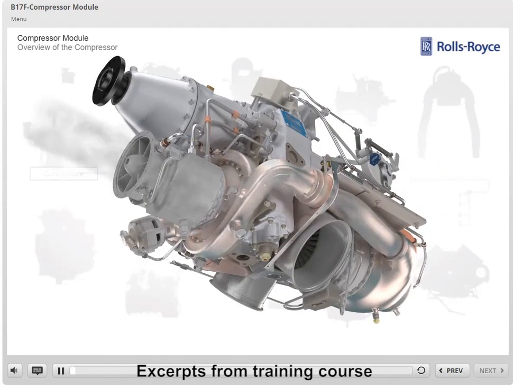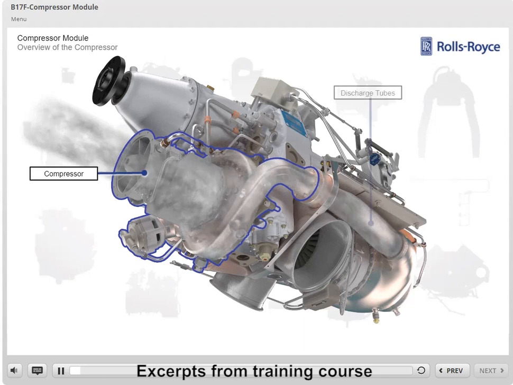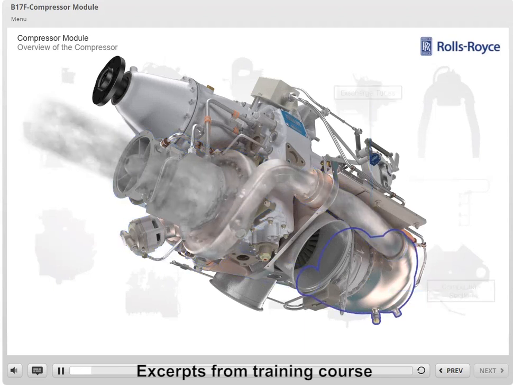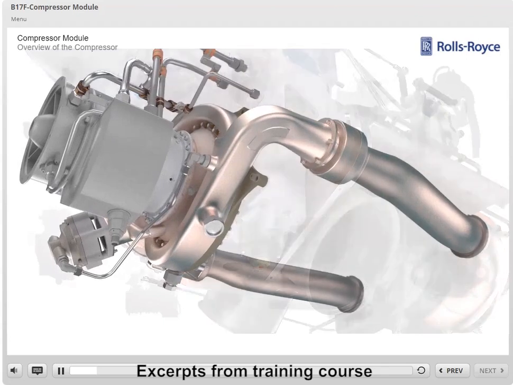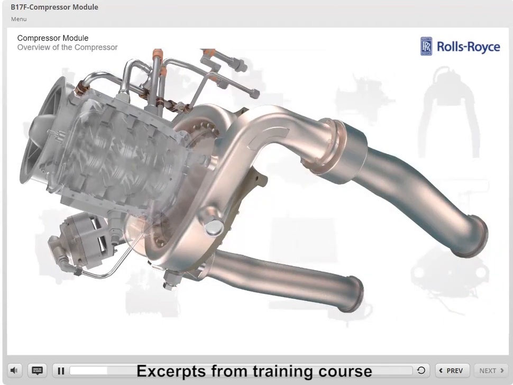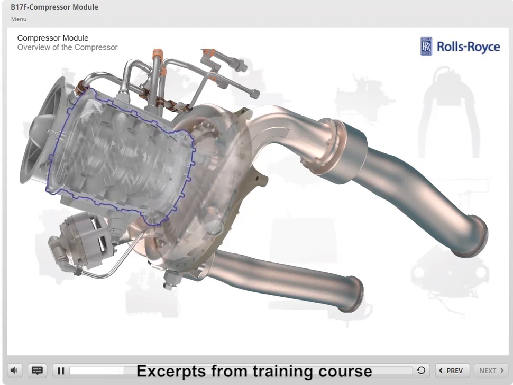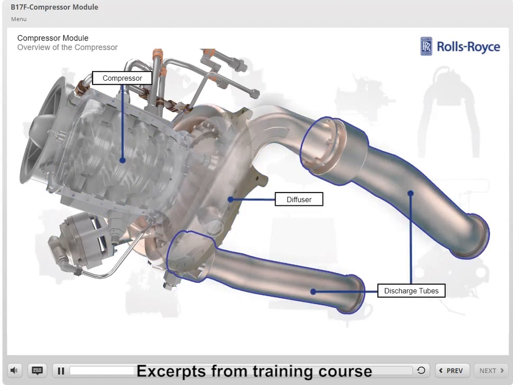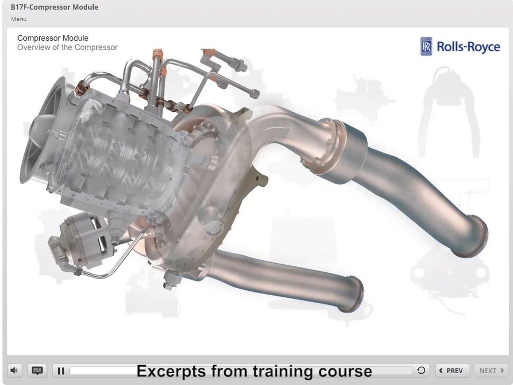The compressor module moves incoming air to the discharge air tubes and then into the combustion section. The compressor, located at the front of the engine, uses rotating blades that draw air into the engine and then compresses the air into a progressively smaller volume. Air leaving the compressor flows through a diffuser and the discharge tubes, which are both divergent passages, creating a decrease in the air velocity. The compressed air is then used for combustion.